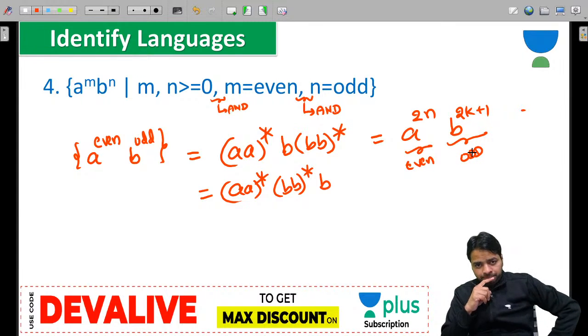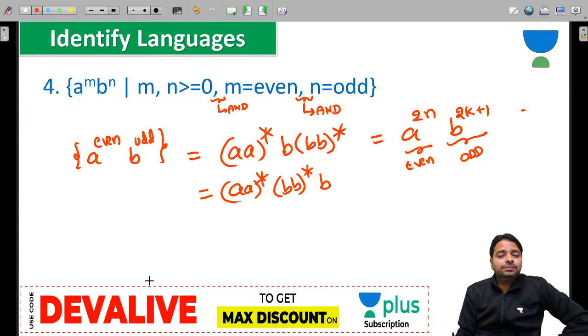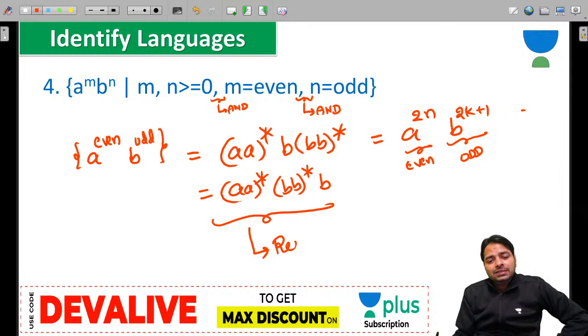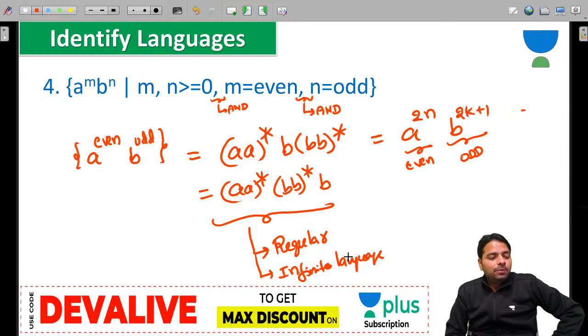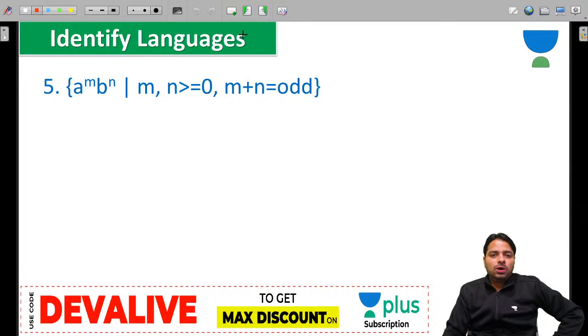Everyone, is it regular or non-regular? Definitely regular. No dependency at all. It is regular and also it is an infinite language. Clear this point? Yes. Let's move on.